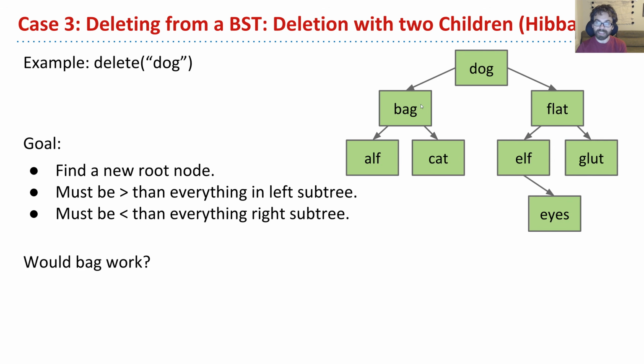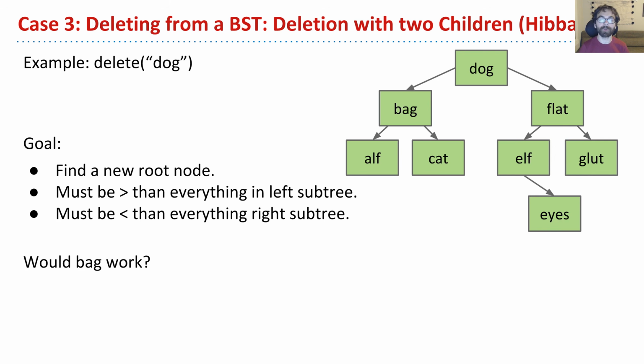I couldn't just take bag and put it in the root, because then alf would be fine on the left, but cat would not be okay. So if I move bag up, then cat is kind of in a weird spot. And it seems like there's a whole cascade of different changes I need. So if I try and make bag the new root, it's going to be complicated. So we want to be lazy.